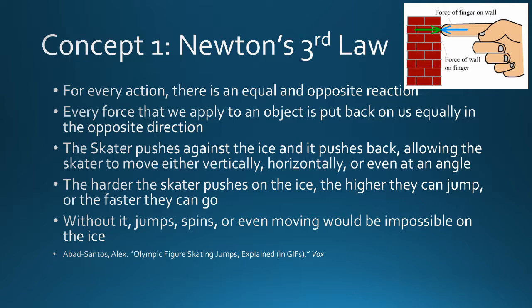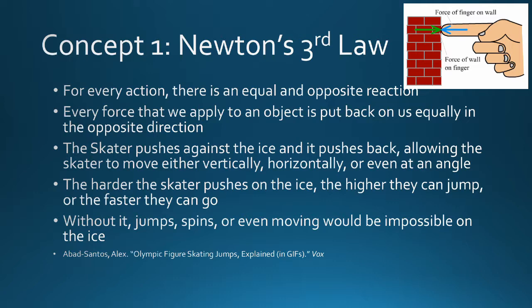This can be applied to figure skating specifically, for as the skater pushes against the ice, it will push back on them, effectively allowing the skater to move in vertical, horizontal, or angular directions, also known as gliding, spinning, or even jumping. Skaters use this all the time, so as they push harder, it helps them either get higher off the ground or spin faster, because the harder they push, the harder the ground pushes back, causing that equal and opposite reaction.